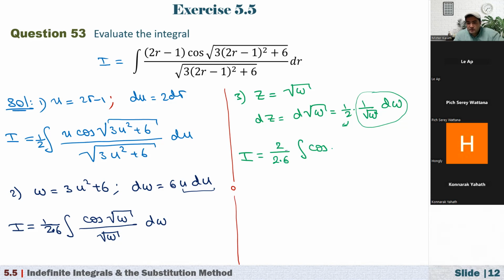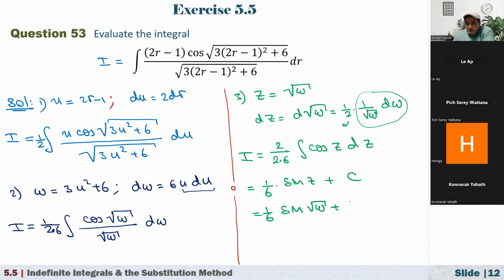So here we have cosine and square root of w, it is z. And what is dw over square root of w? That's equal to dz. Okay, so now if I evaluate this, it is equal to 1 over 6 times the integral of cosine of z. What function's derivative is cosine of z? It is sine of z plus c. Or that's equal to 1 over 6 sine of, what is z? z is equal to square root of w. Or that's equal to, again, plus c.